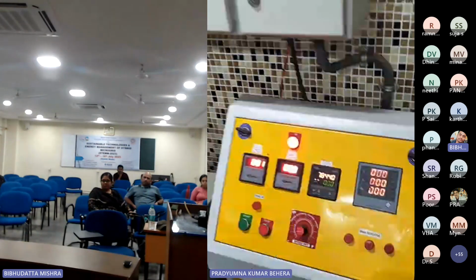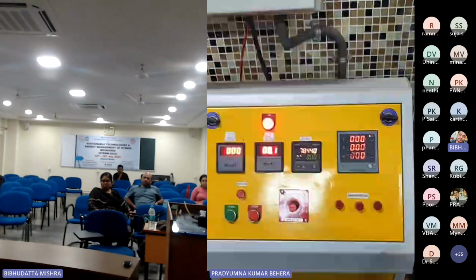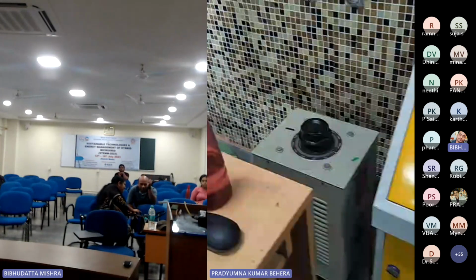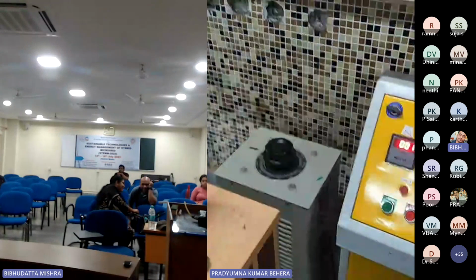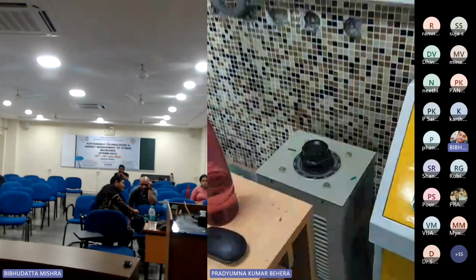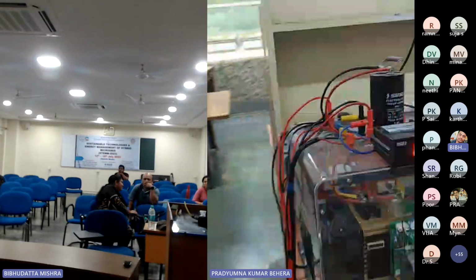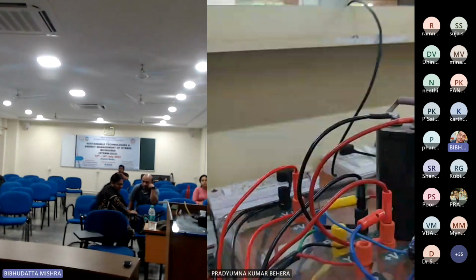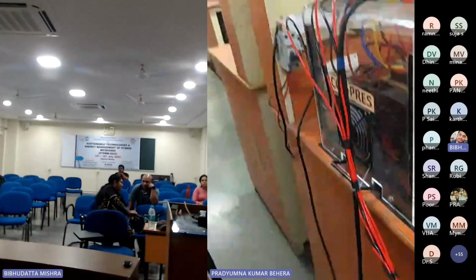This yellow box is basically the power supply for the field of the DC motor. This variac is used for providing power supply to the armature of the DC motor, but since it is an AC supply, what we have done is we are converting it into a DC value. From here, we are supplying it to the armature of the DC motor.